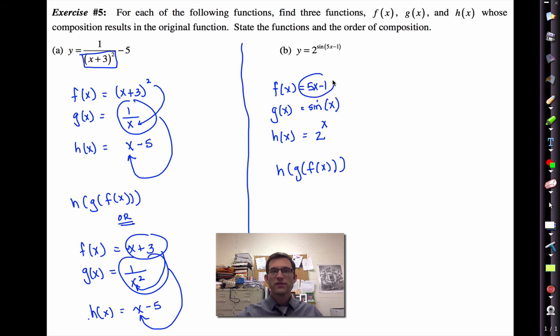And again, think about this for a second. 5x minus 1 will go inside of the sine function. Then all of that will go into the exponential function, and we'll have it. Very few other ways, I think, to do this. You could monkey around with some things, but that's going to be the best way to look at it.